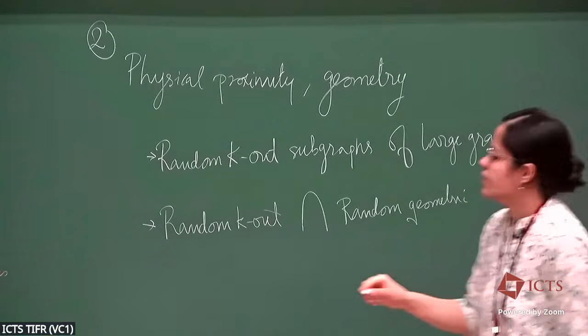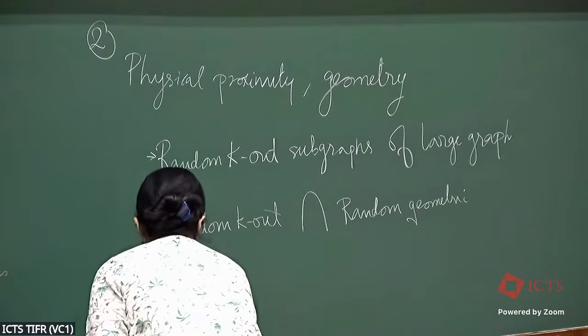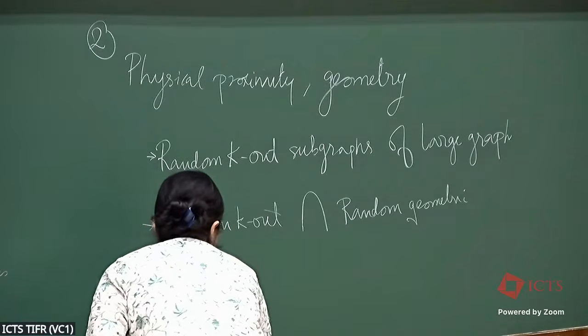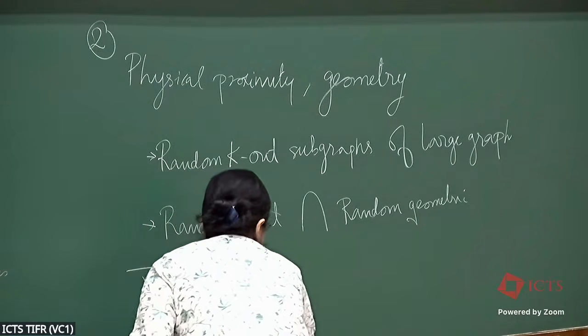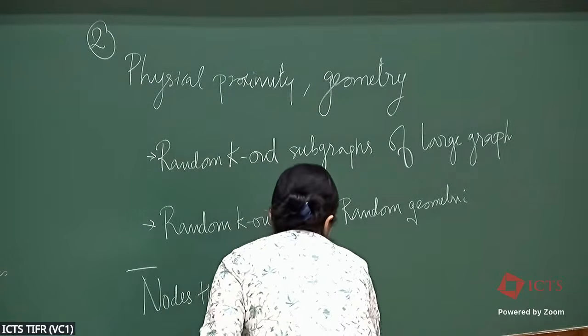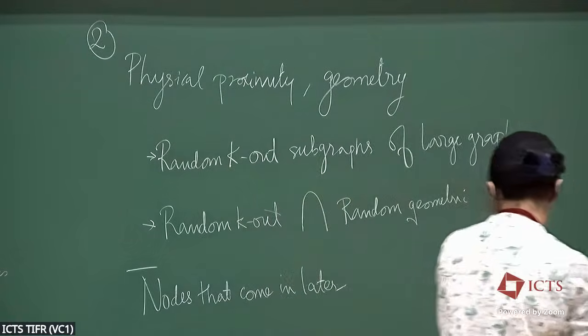Also, nodes that come in later. If you already had a graph and there were nodes coming in later, how could you think about what mechanisms you could use?